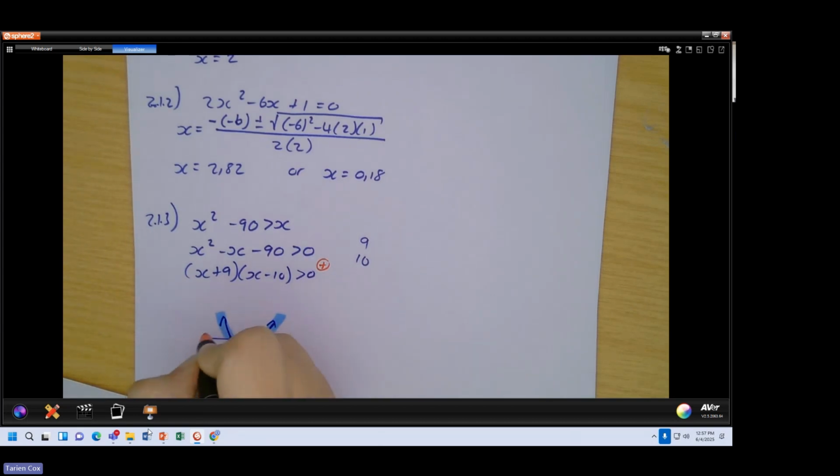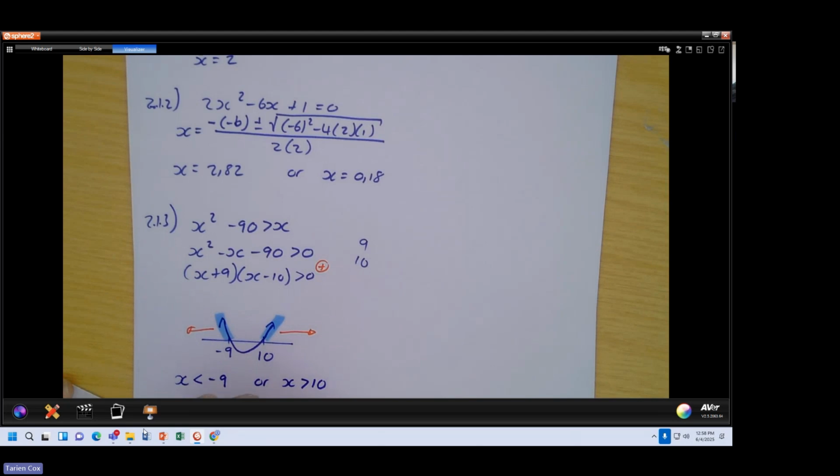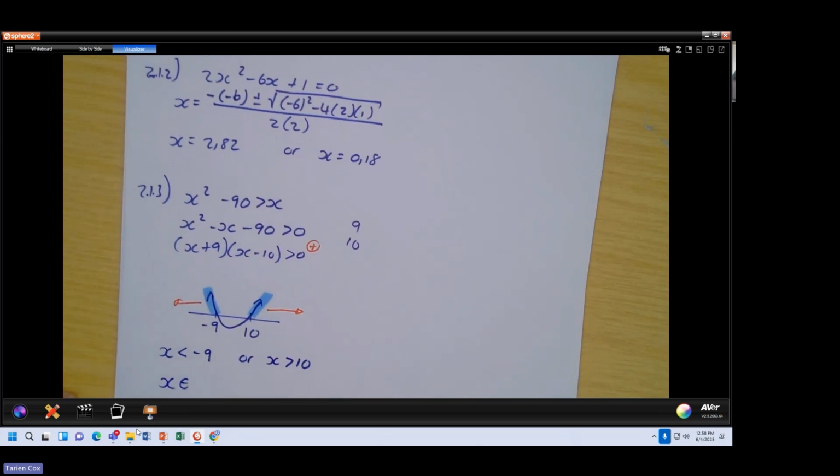Again, very similar to what we had earlier on. So from here going outwards, which means that I can now say the answers will be x smaller than -9, or x greater than 10. Alternatively, you write an inequality for interval notation.